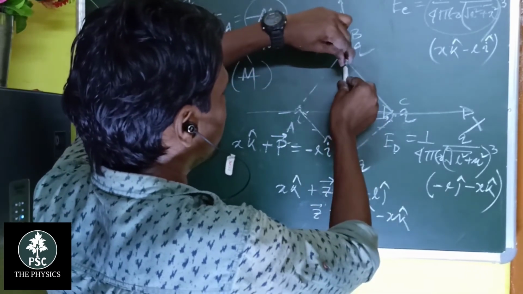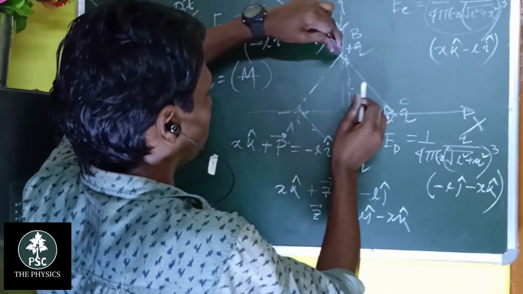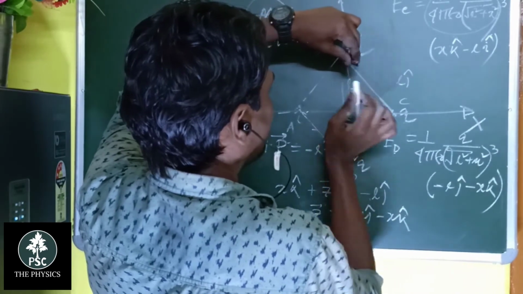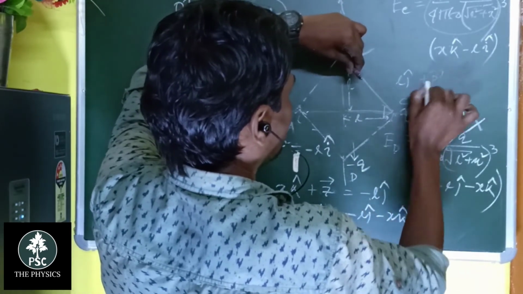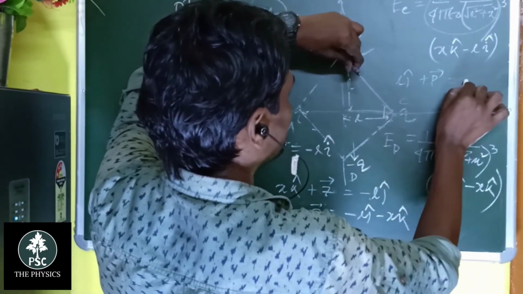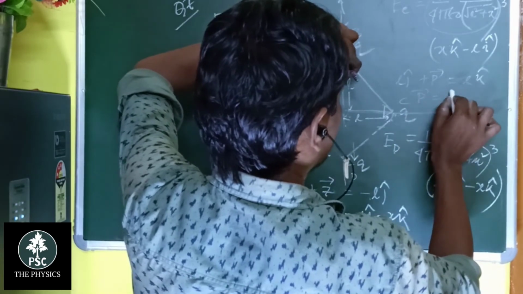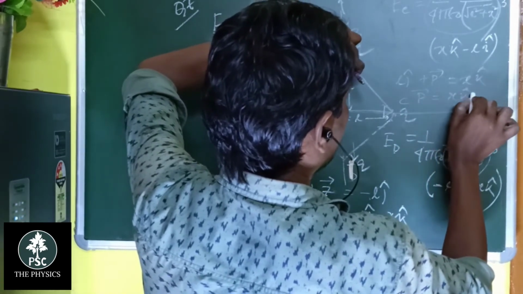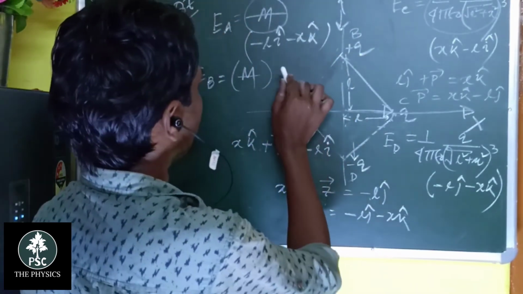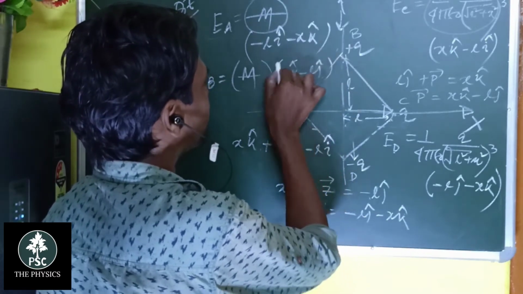So if we take this is the vector, suppose it is L j cap, and then the plane, and then this is the resultant. So this is equal to x into k cap. So the plane vector is x k cap minus of L j cap. So this is the direction. So you have to write here x k cap minus of L j cap.